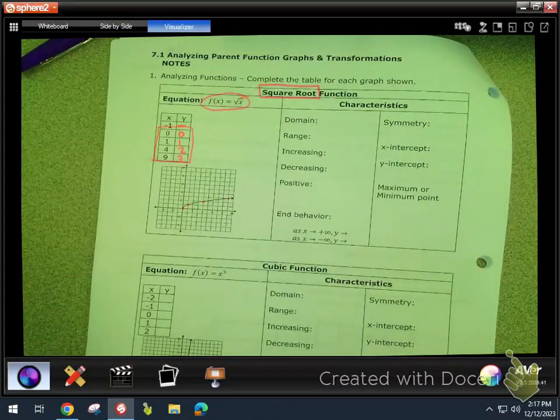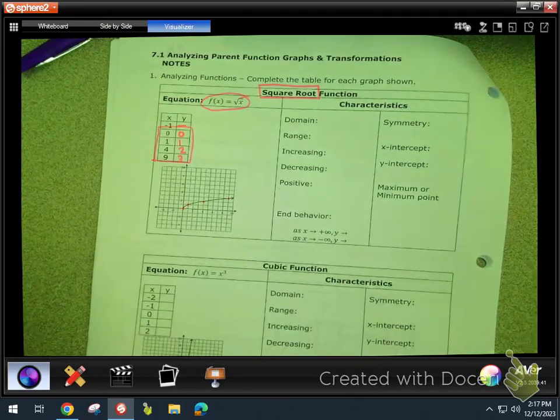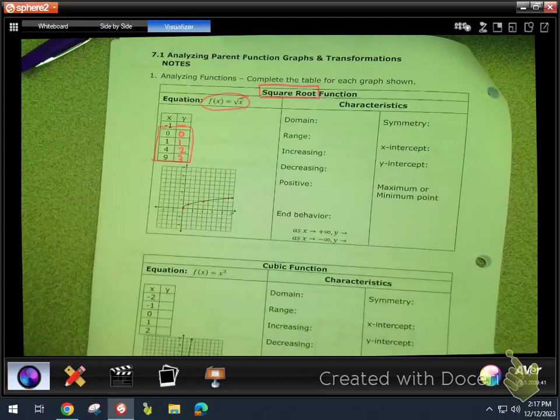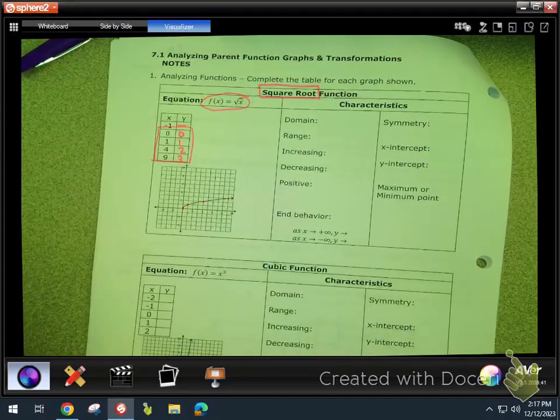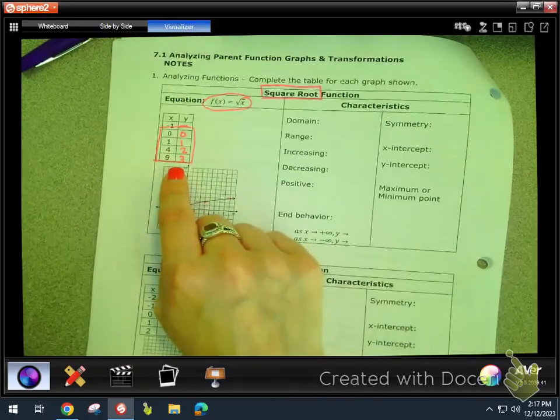Do (0, 0), (1, 1), and (4, 2) look familiar? No. Oh, yes. What's it called? From the one we just did. What did we just spend like 6 weeks studying? Quadratics. Okay, this is the opposite of quadratics.